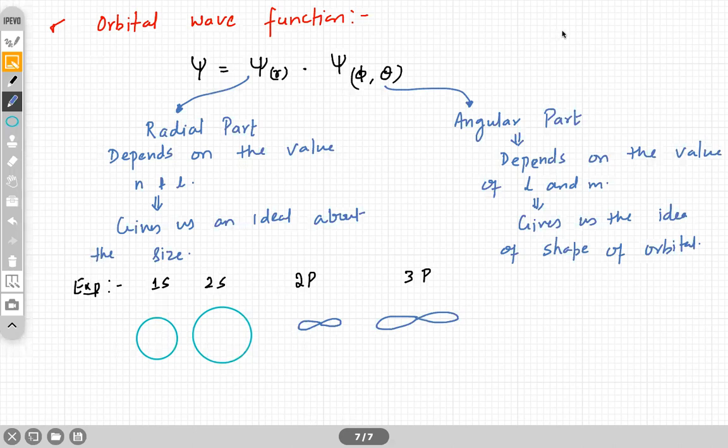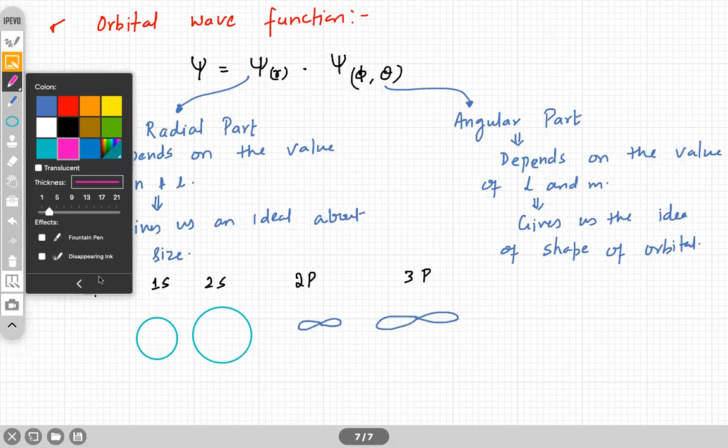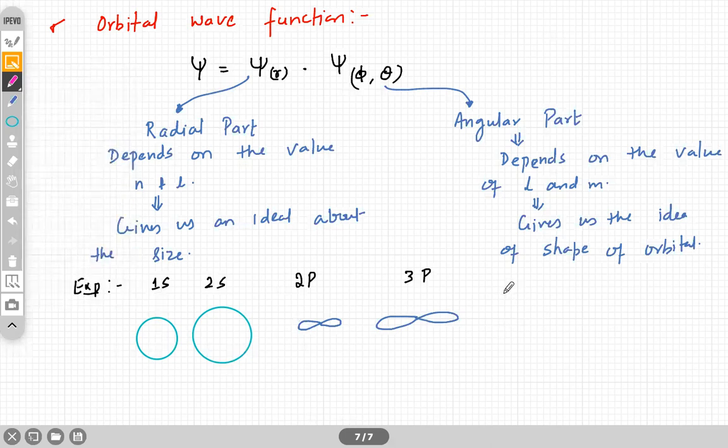Now, you'll get this question in the exam. They'll give you the notation here, like psi, and here they'll write down some number like this, suppose 4, 2, 0. And they'll ask you which orbital this is. Means an orbital related question they'll ask you. Right, so you should compare this with this one.